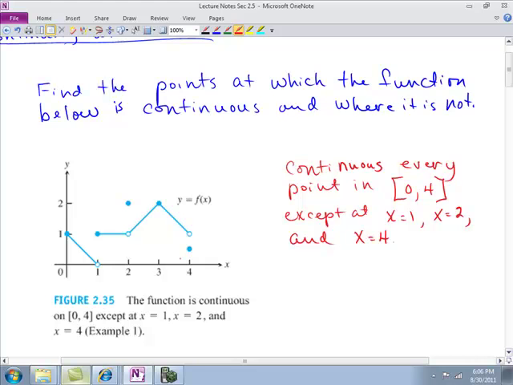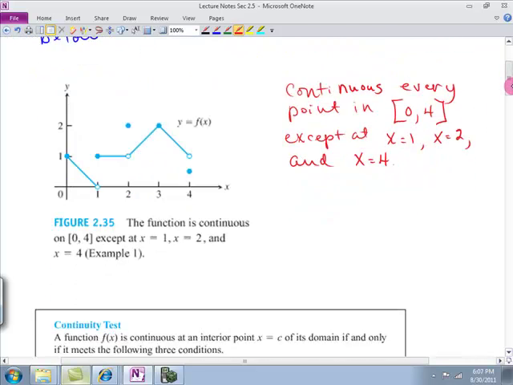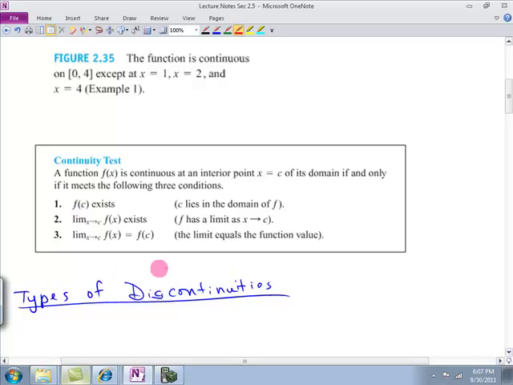In calculus, we have a definition for continuity. Let's come down here. It would be important to maybe know this at some point. Continuity test. In order for something to be continuous, a function is continuous at an interior point, x equals c, if and only if it meets these three conditions. This has to be true. f of c exists. So at that point, x equals 2, whatever, that has to be defined. The function has to be defined.